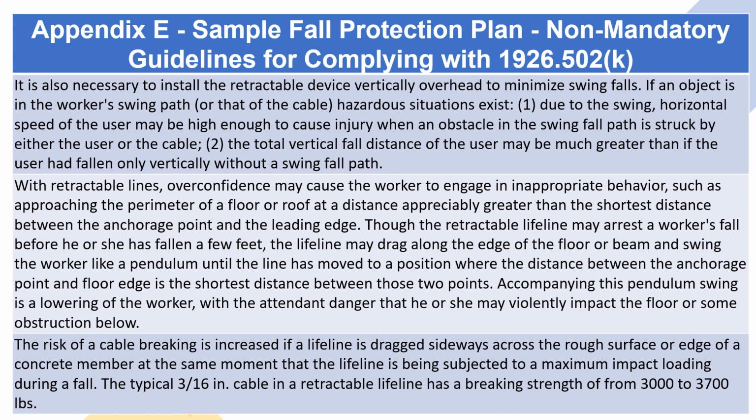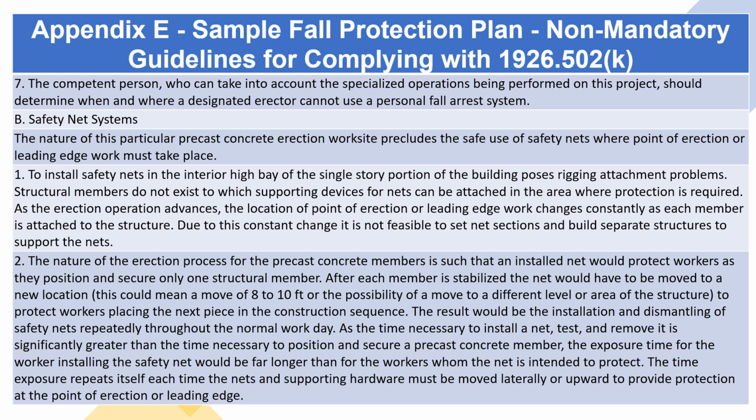The risk of a cable breaking is increased if a lifeline is dragged sideways across the rough surface or edge of a concrete member at the same moment that the lifeline is being subjected to a maximum impact loading during a fall. The typical 3/16 inch cable in a retractable lifeline has a breaking strength of from 3,000 to 3,700 pounds. 7. The competent person, who can take into account the specialized operations being performed on this project, should determine when and where a designated erector cannot use a personal fall arrest system.